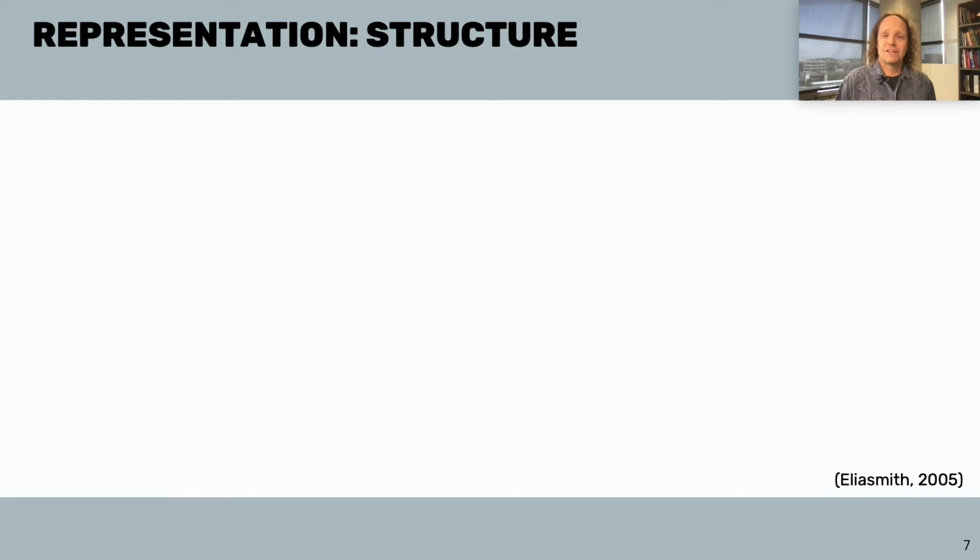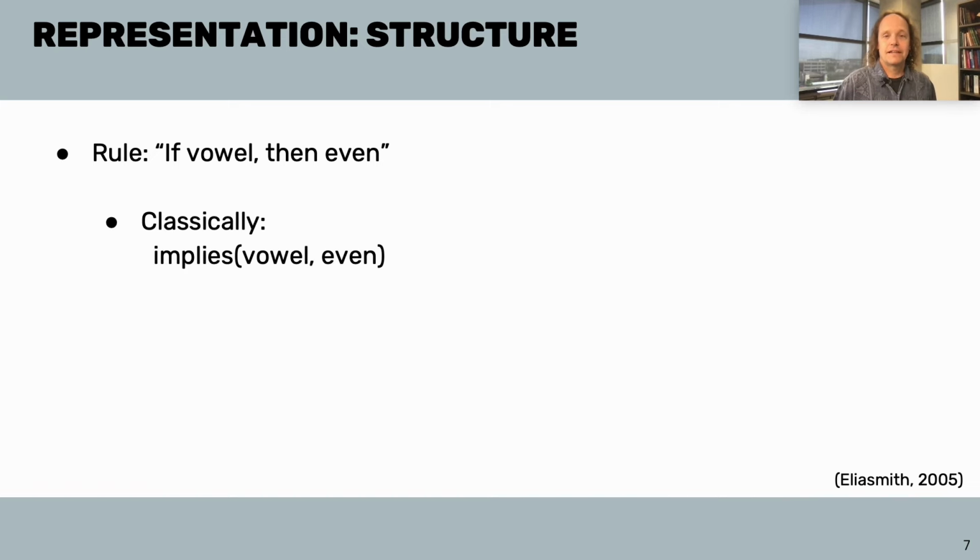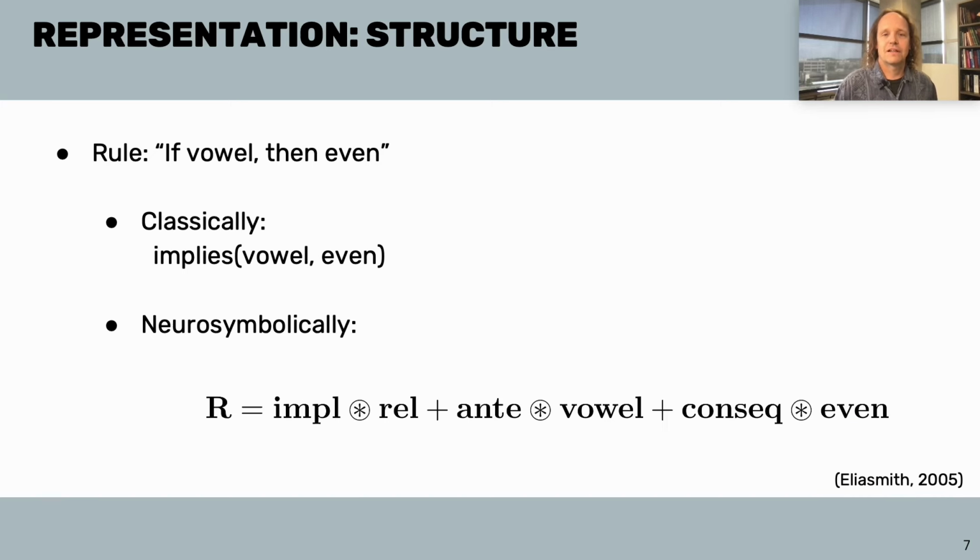So we have to represent the structure. For instance, if we consider that rule that we saw before, if there's a vowel on one side of the card, then there's an even number on the other side, we would classically capture it in something like this way. Vowel implies even. Now, of course, we don't know how to manipulate this using a neural network, right? We know how to write code in order to manipulate it. So the question is, how can we write this neuro-symbolically? And here's a suggestion that comes from VSAs.